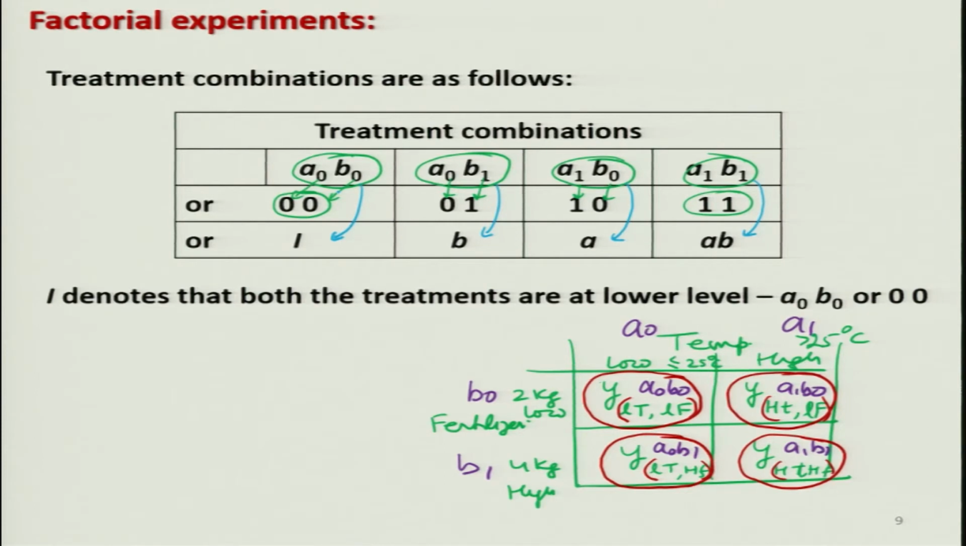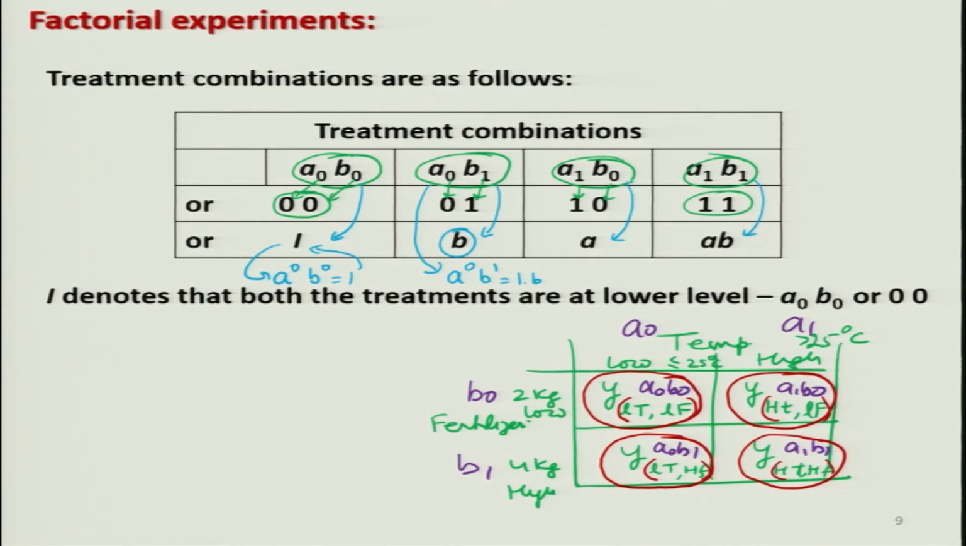One simple way to remember how we obtain this is to consider as if you are writing A raised to the power of 0 and B raised to the power of 0. This comes out to be 1, which is indicated by the identity I. Then A0, B1 can be written as A raised to the power of 0 and B raised to the power of 1. A to the power 0 is 1 and B to the power 1 is B, so 1 into B is B.